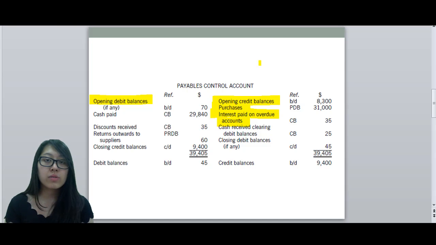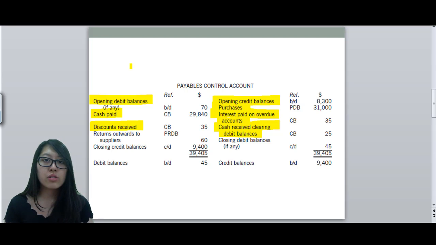Same reasons, this is now from the perspective of a customer because we are paying late. Next is cash received clearing debit balances. Cash received clearing debit balances is simply there to reduce the opening debit balance that we might have. Let's move on to the debit side. Cash paid represents how much money we have already paid off to our trade payables. Because of that, it would have reduced our owing balance to them, and that's why it's on the debit side to reflect that the trade payables is now being reduced.